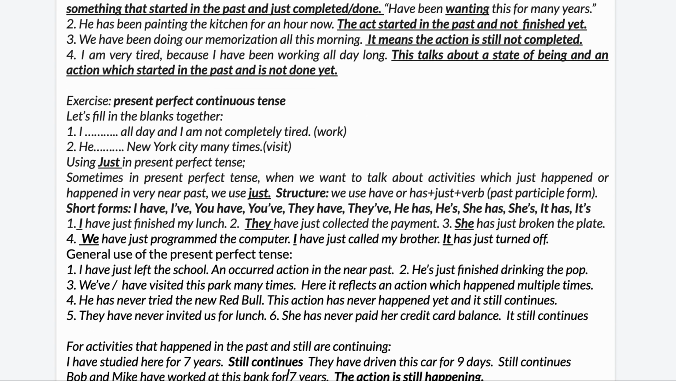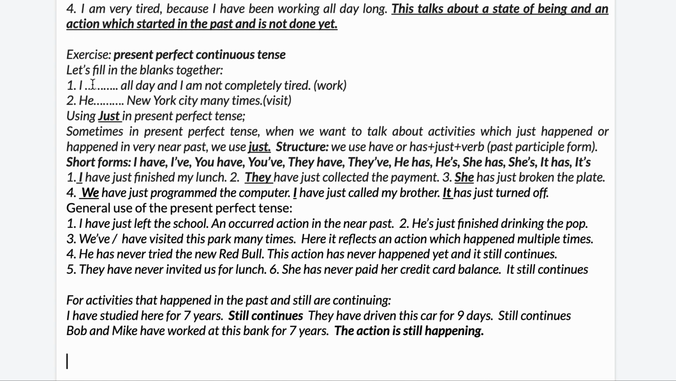I've started some fill in the blanks examples here, so let's do it together. The first example is I. For I we have to use the present perfect continuous. So we say I have been. What's our verb? Our verb is work. If I want to use a verb in this tense, we have to use verb plus ing: working. So this is basically what the missing words are.